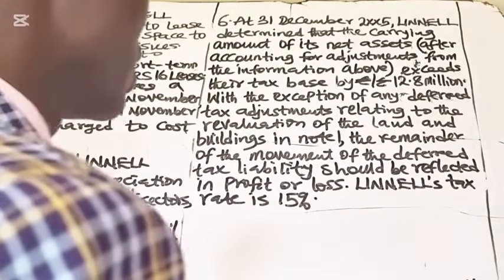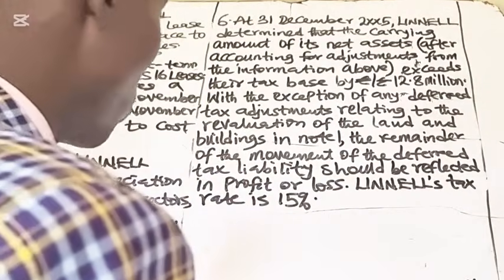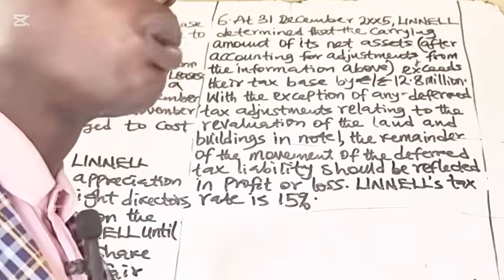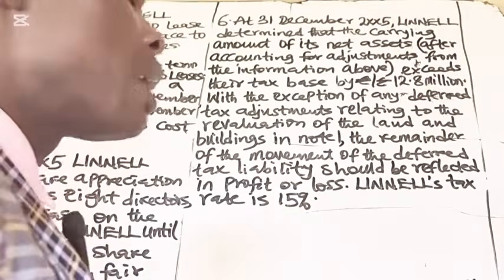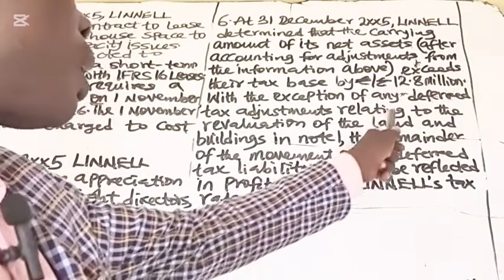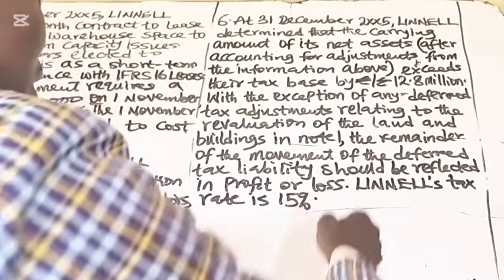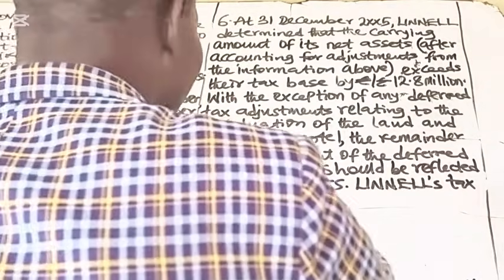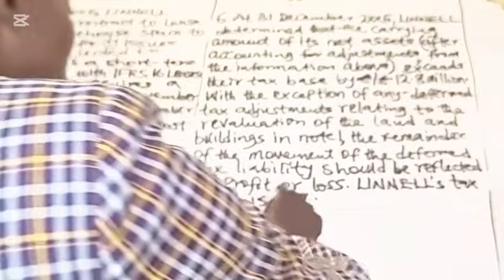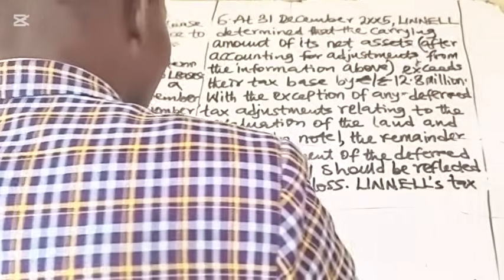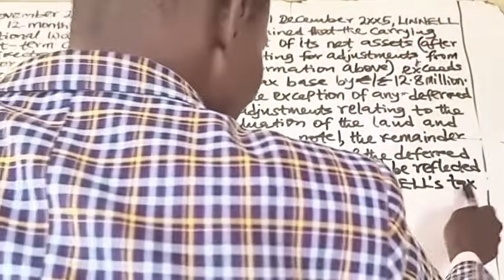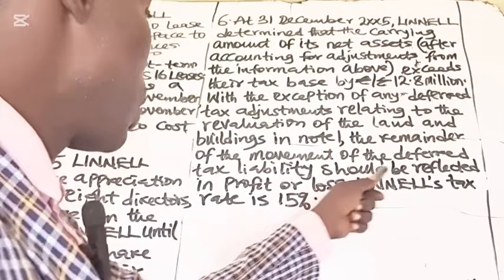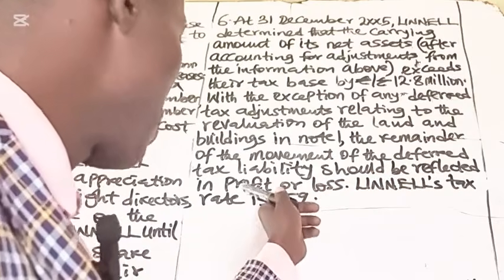So you know there was a revaluation of land and building in note 1. The revaluation of land and building, which will equally give rise to a taxable temporary difference, was not part of these adjustments. So you were told except for that land and building in note 1, the remainder of the movement of the deferred tax liability should be reflected in the profit or loss. Lease's tax rate is 15%. You were told the remainder, you have to adjust that in the profit or loss.